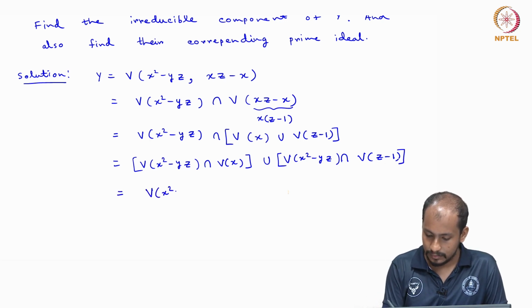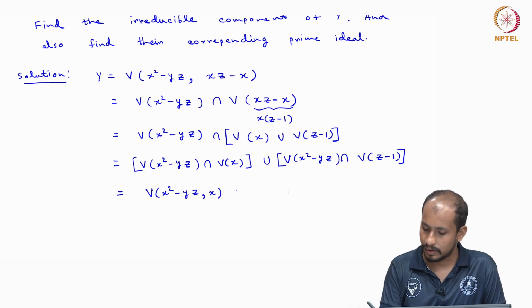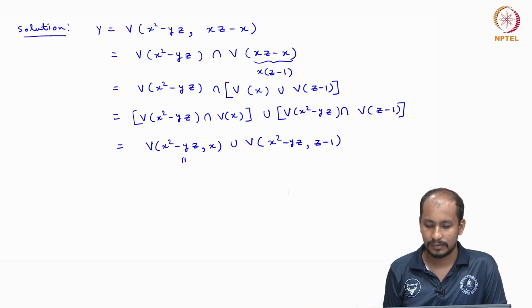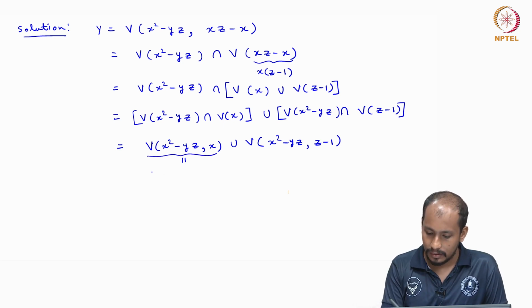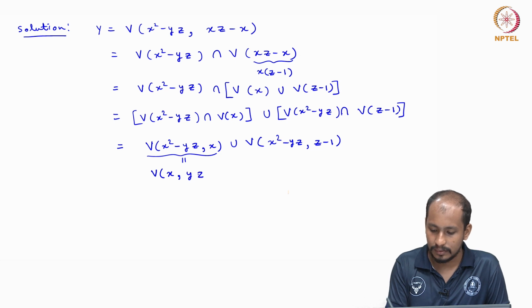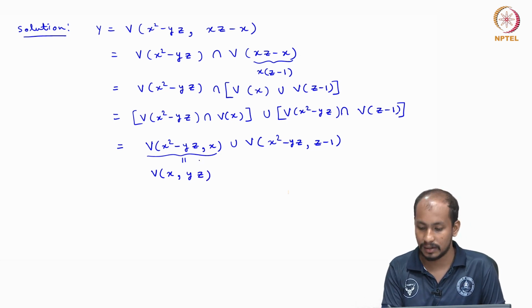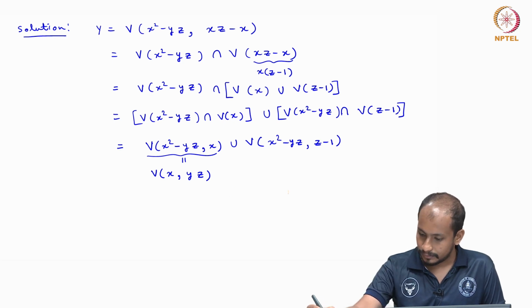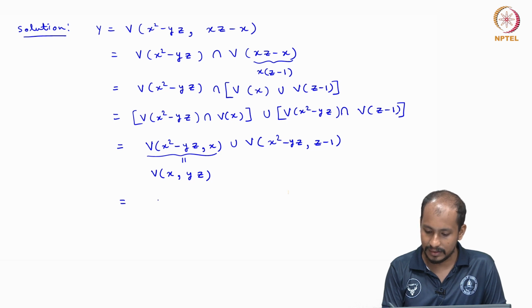Now we can write this as V(x squared minus yz, x), and this as V(x squared minus yz, z minus 1). Now you observe that this set, the zero set of the polynomials x squared minus yz and x, is equal to the zero set of the polynomials x and yz. It is very easy to see these things. Now we can write V(x, yz) as V(x) intersection V(yz).